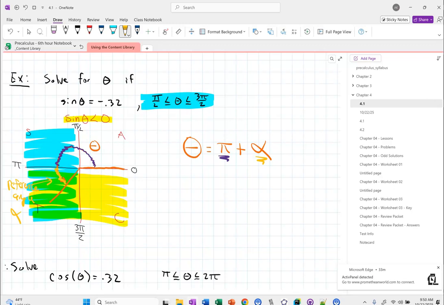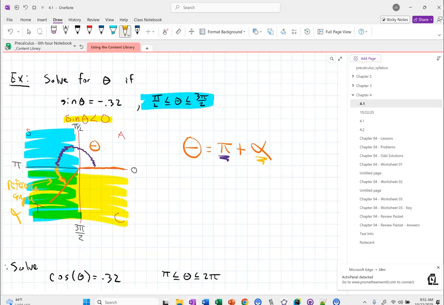Everybody's okay? No, it's going to be pi plus alpha. We have to talk about how to find alpha. That's our final term. Okay? Are you still on board? So we're good. All we don't know how to do yet is find alpha. As soon as we figure out how to find alpha, we just add pi to it, boom, we have our answer. Agreed? Okay.